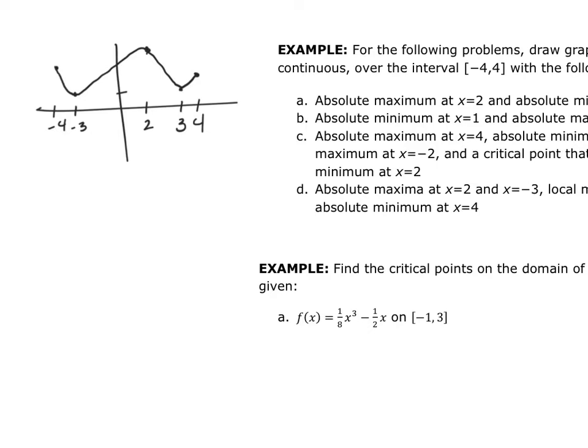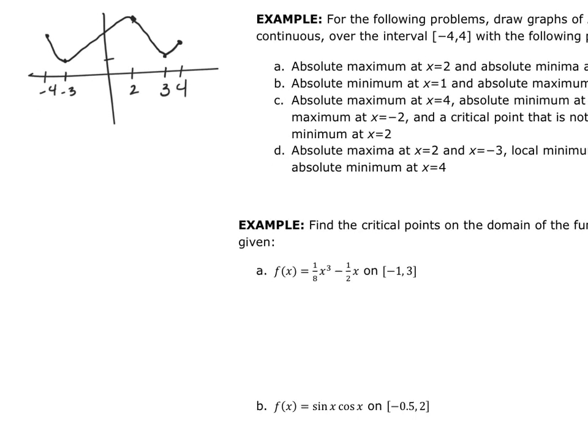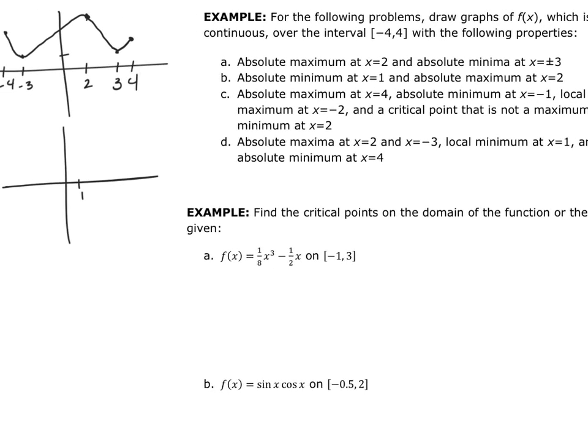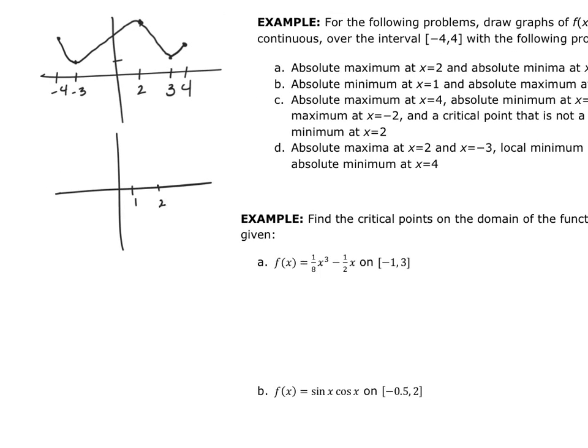Okay. Second one, B, I'm still going from -4 to 4. I have an absolute minima at 1, and I have a maxima at 2. So I could have a graph that looks like this. I'm going to start there, and my minima is at 1, so I'm going to go all the way to here. I need to max out at 2. So my graph could look something like this. Smooth curve ideally.